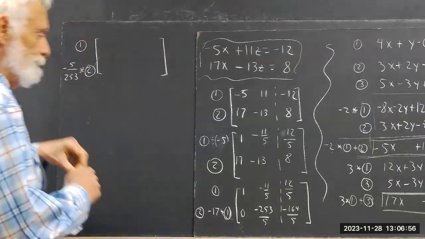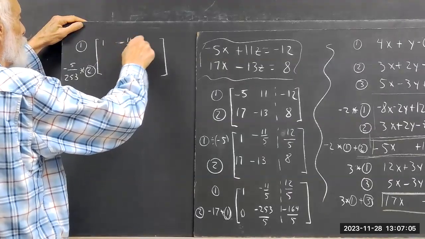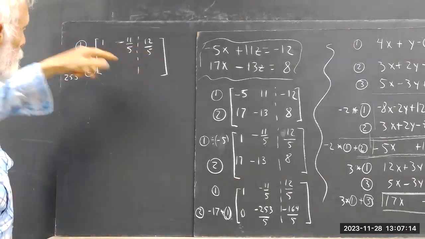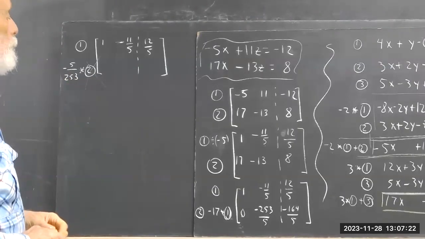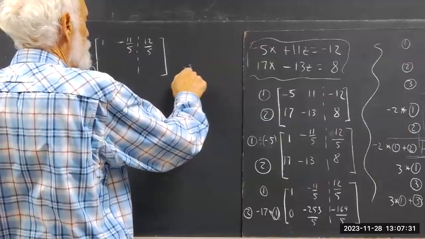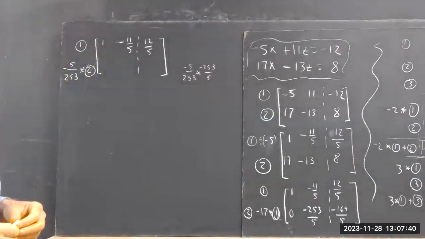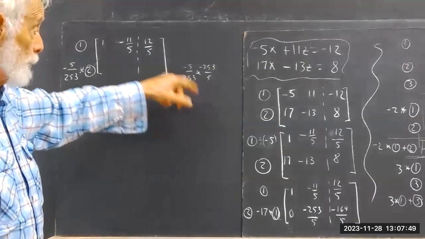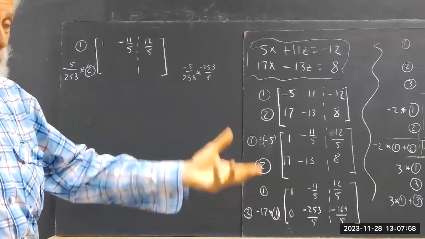Well, everybody did well. Everybody wrote down 1, negative 11 over 5, 12 over 5. So there's your first row. Second row, we got to multiply negative 5 over 253 by row 2. Well, if you're not sure, you better write negative 5 over 253 times 253 over 5. That's negative 253 over 5, right? Now, don't say if you got it right. But what do you get if you multiply negative 5 over 253 by negative 253 over 5? That's 1. Multiplying a fraction by its reciprocal.